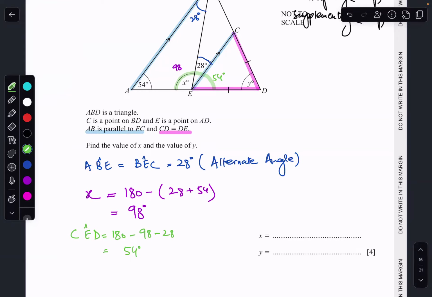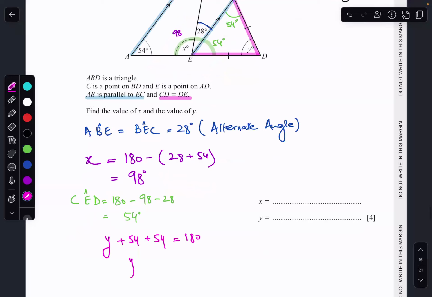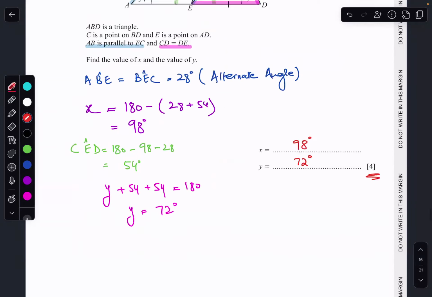Now, obviously, we are dealing with the isosceles triangle. This is also 54 degrees. That means Y can be figured out like this. Y plus 54 plus 54 makes it 180. So Y is equal to 180 minus both of these. This will be 72. So we have 98 and 72. Working is important, which is 4 marks. That is one. Next.